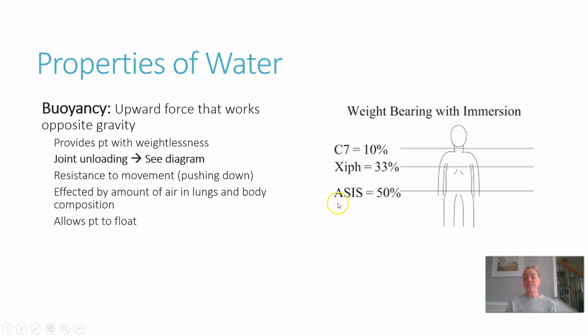But if the person is submerged up to their ASIS, so up to about their hips, they're only about 50% weight bearing there. If you go up to their xiphoid process, so you go up to chest deep water, the person's only going to be bearing about 33% of their body weight at that point. If you get them in all the way up to their neck, up to C7, they're only weight bearing 10%.